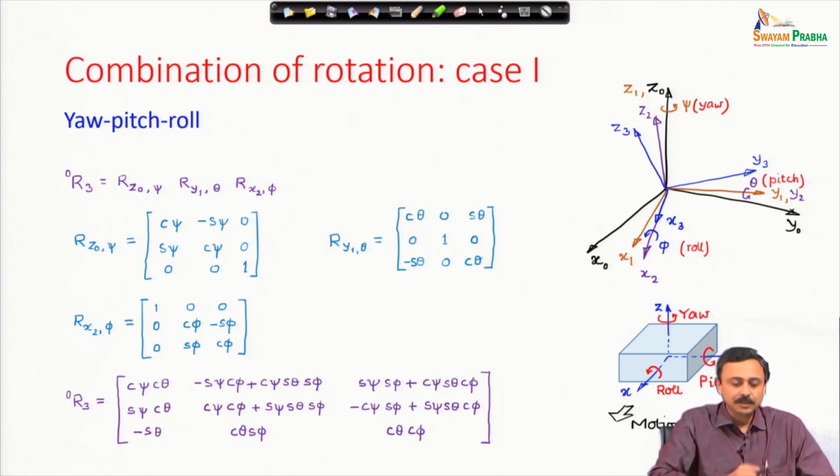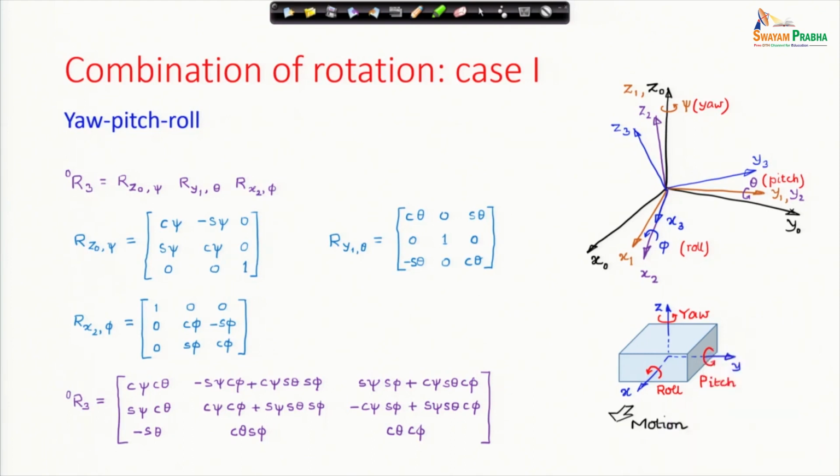and the dot product of each column with itself is 1, dot product of each row with itself is 1, and the dot product of one column with another, any one, is 0. Similarly, for the rows. This rotation matrix represents the orientation of frame 3 in frame 0.